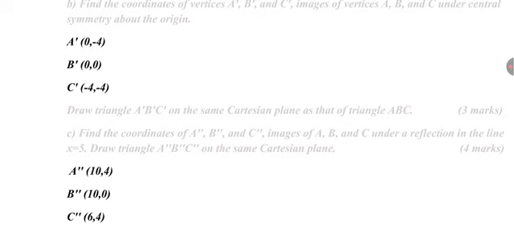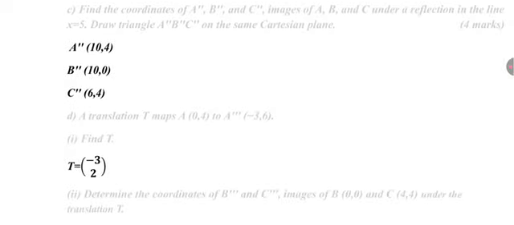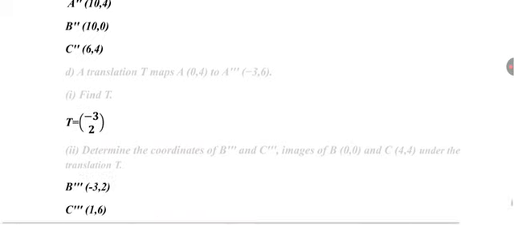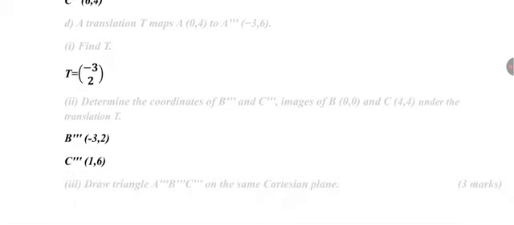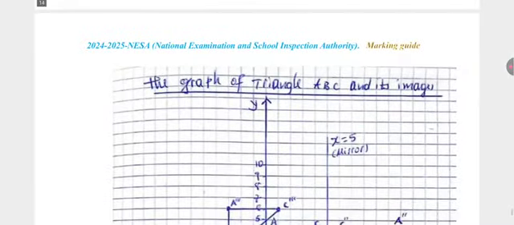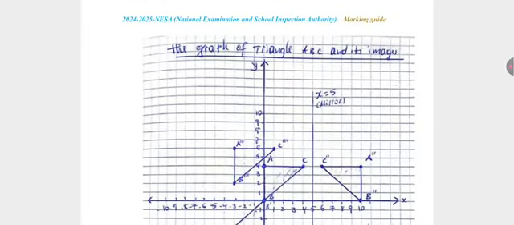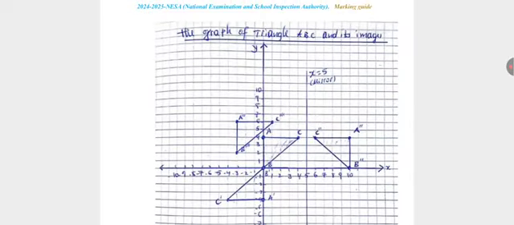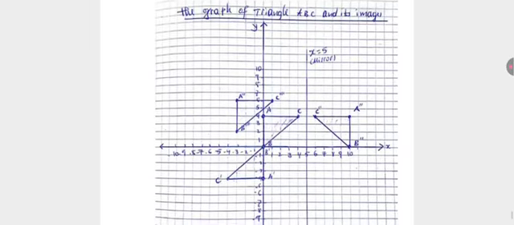Draw that image. There are the points of the image, and then I've been asked a translation T maps A(0,4) to A image (minus 3, 6), and find that T. Then you have to determine the coordinates of B triple prime and C triple prime, the images of B(0,0) and C(4,4) under the translation T, which is equal to (minus 3, 2). Then after getting those points, you need to draw that figure as well. This is a Cartesian plane with those images under reflection and translation as well. This is the Cartesian plane.